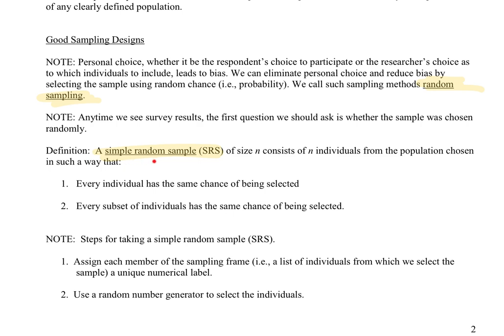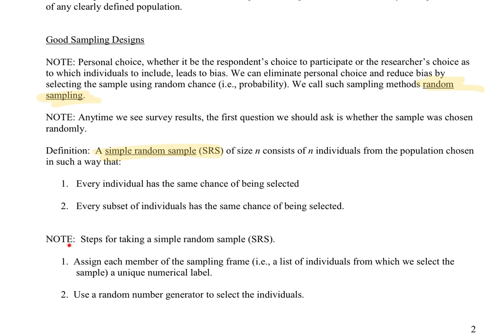So a simple random sample of size n consists of n individuals from the population chosen in such a way that one, every individual has the same chance of being selected. Two, every subset of individuals has the same chance of being selected.